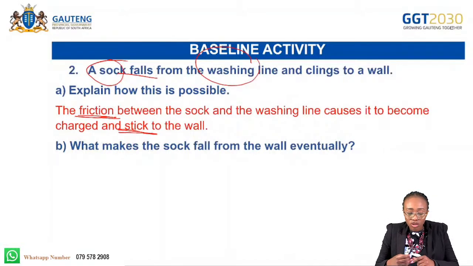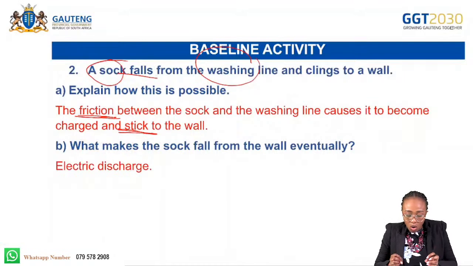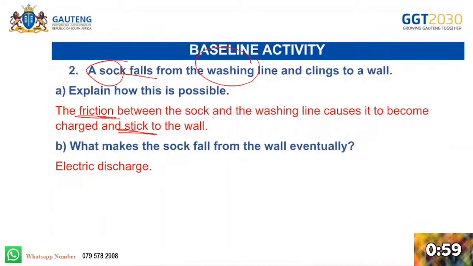Question 2B goes on to say what makes the sock fall from the wall eventually. So after being attracted to the wall, what makes the sock eventually fall from the wall? It is electric discharge, the release of electrons from either a solid, liquid, or gas. Remember that is electric discharge. So electrons are released from the sock, and then the sock becomes neutrally charged again. That's when it falls from the wall. Take 1 minute to quickly copy down these two, and then after that we will go on to terminology.